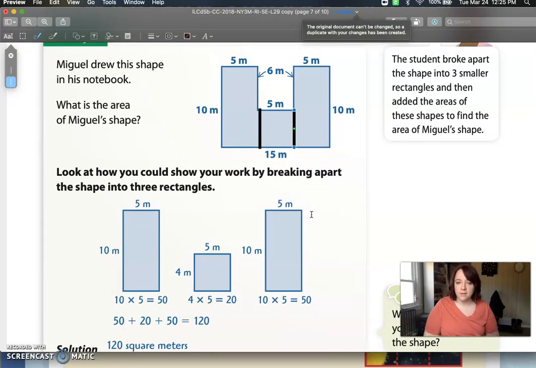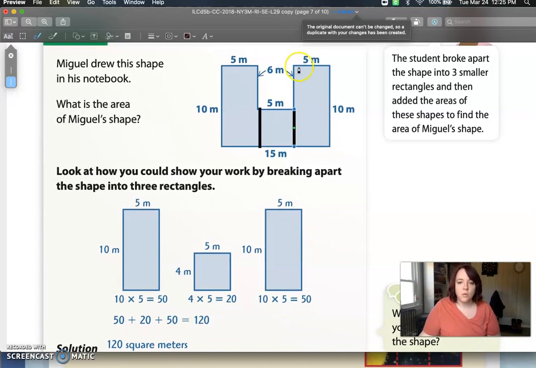Okay, they broke it apart. They removed both of the rectangles on the end and then the one in the middle. So let's look at this. We know that this end is 5. They dragged that back down, 5. Now, how do we know that this side is 10? How did they get this side to be 10?